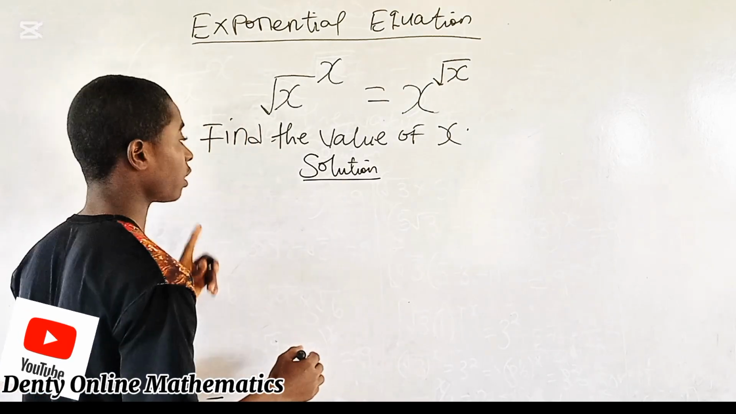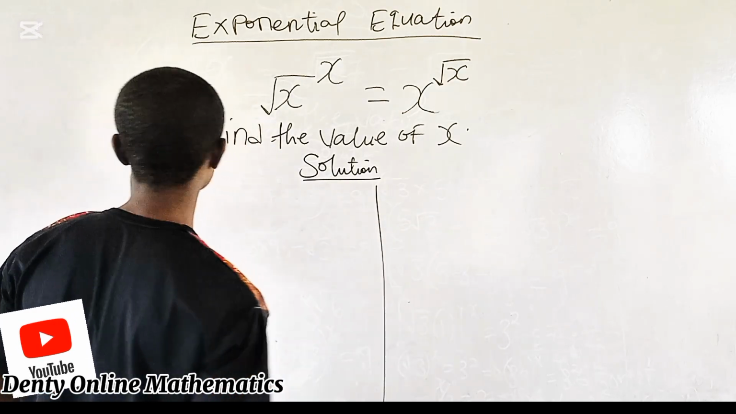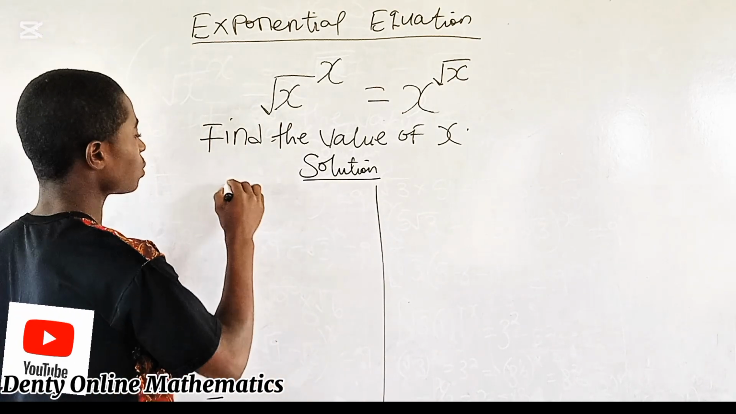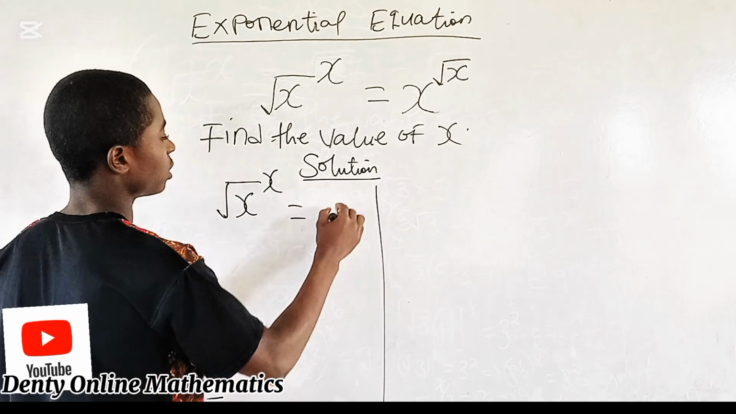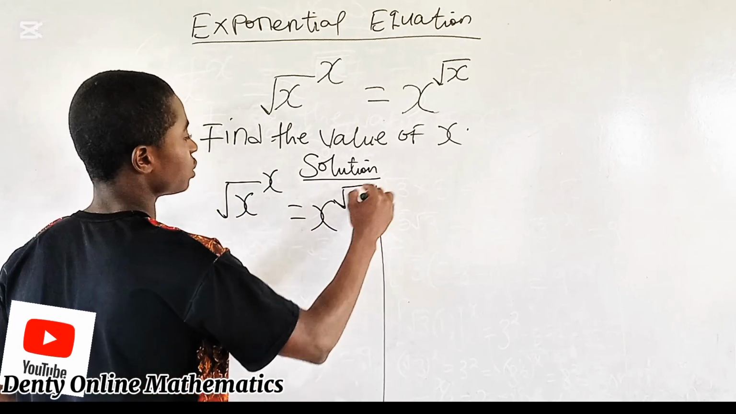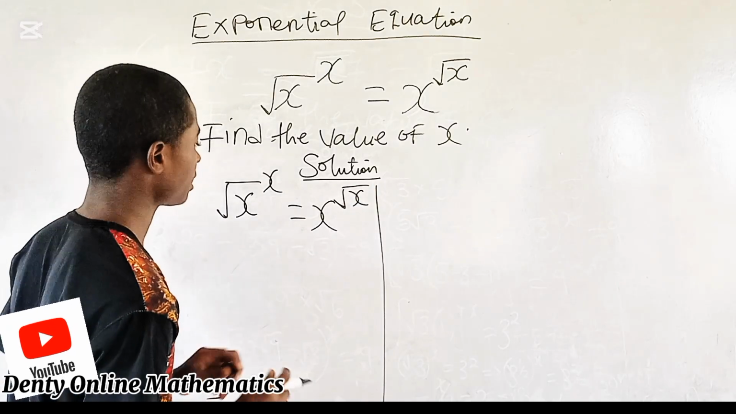Now, what we have here, for clarity's sake, is the square root of x, all raised to the power of x, is equal to x raised to the power of the square root of x.